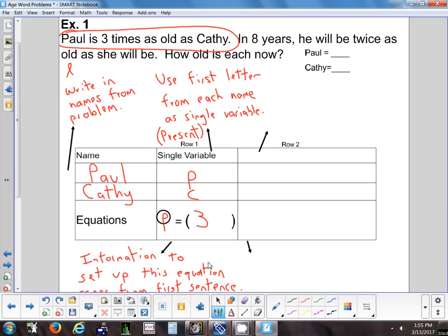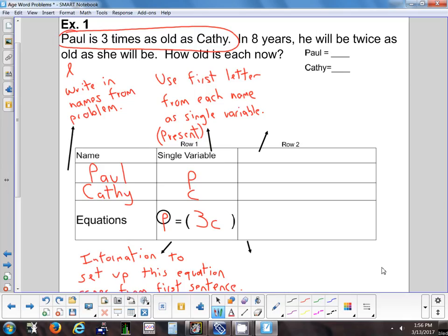I'm only worried about that first sentence. That first sentence is going to give me the information I need to set up my first equation. It's a system, so I need 2. Paul is P, is equals, the number 3 I put, and then Kathy, for the first equation, is just C, so I'm going to put that there. Not too bad.